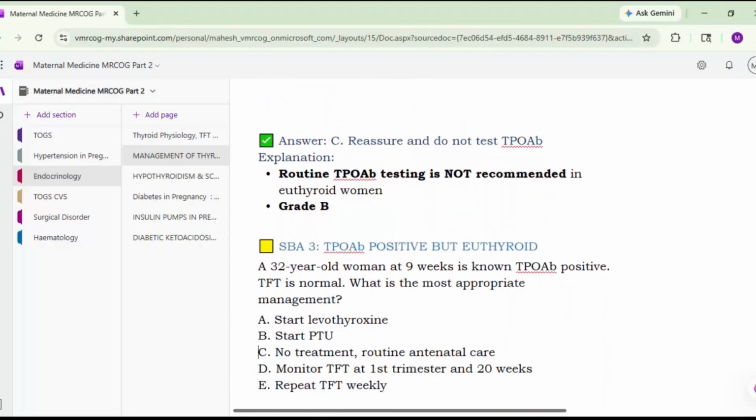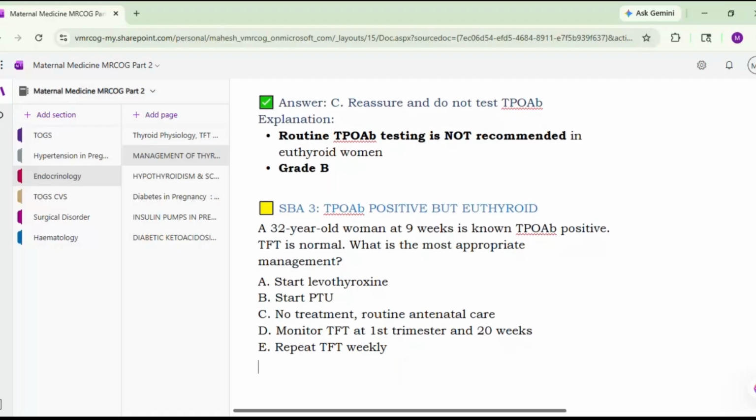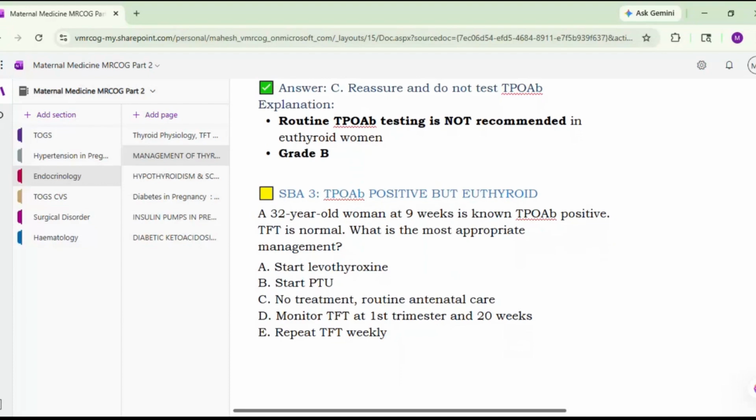Next. A 32-year-old woman at 9 weeks is a known TPO antibody positive with TFT normal. What is the most appropriate management? A. Start levothyroxine. B. Start PTU. C. No treatment, routine antenatal care. D. Monitor TFT at first trimester and 20 weeks. E. Repeat TFT weekly.